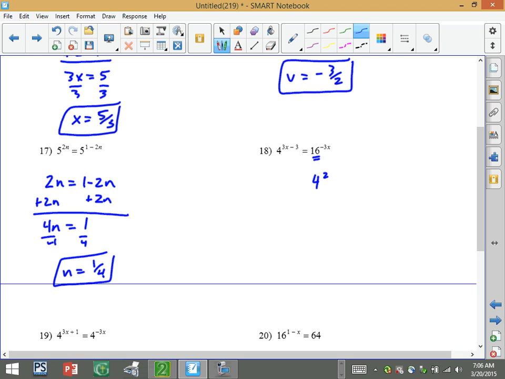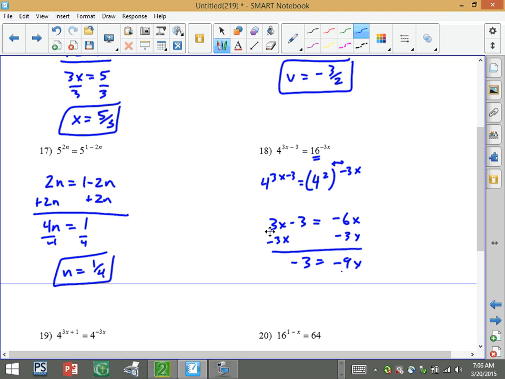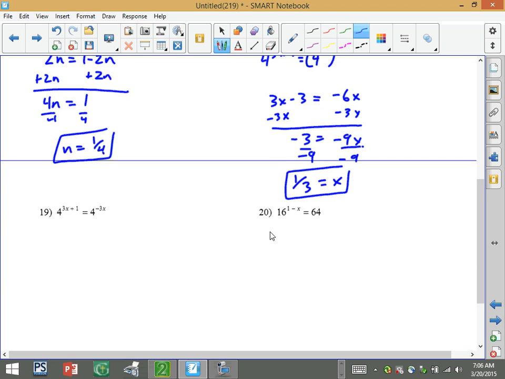Here we got to change this 16. That's 4 squared. We still have that negative 3x outside the parentheses. So now that we have the same base, just put the exponents equal. So 3x minus 3. Multiply these using our power to power rule. That's negative 6x. So I'm going to move the 3x over. So I'm left with negative 3 equals negative 9x. Divide both sides by negative 9. You're left with a fraction. That's 1/3 equals x. Negative over negative is a positive, remember.